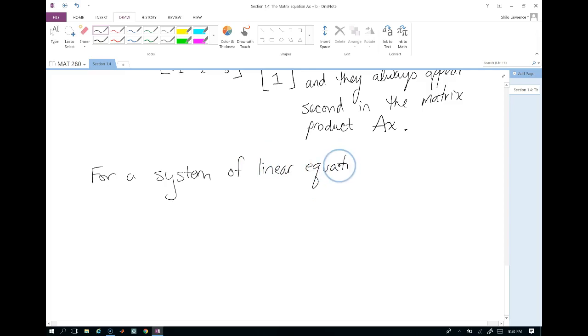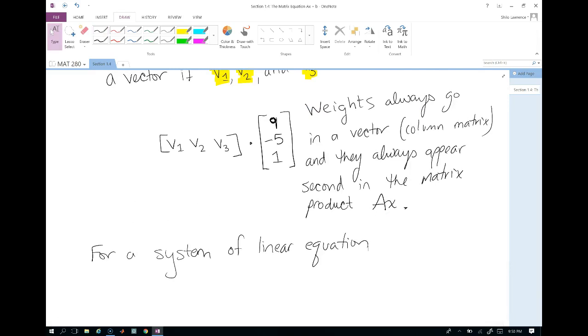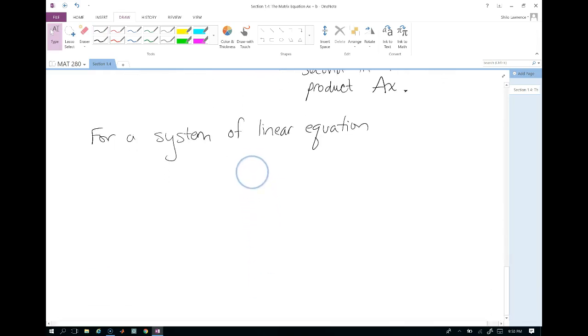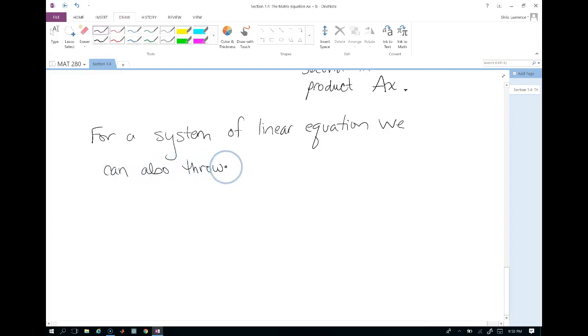the difference now is we're actually going to have these equal something. Up here they weren't equal to anything, I was just writing a product. So that's the a times x part. But for the system of linear equations, we can also throw in the equals b, where b is also going to be a vector. It's got a whole list of numbers arranged in a column.